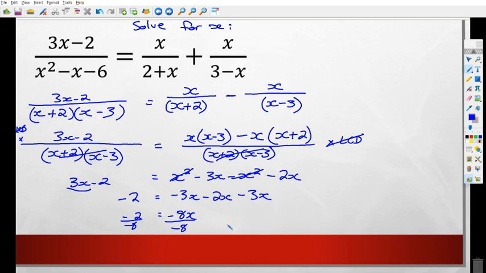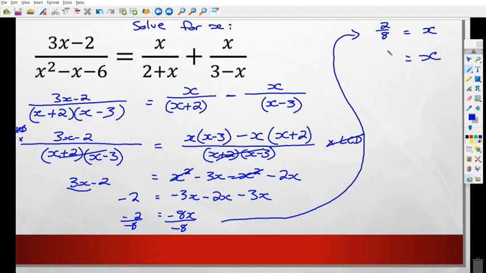Alright, I'm just going to carry on here at the top because I'm running out of space. My bad. Equals. What is negative 8 divided by negative 8? It's just 1. Fantastic. And then I've got negative divided by negative, which is positive 2 over 8. But I can simplify this a little bit further. x equals 1 over 4.